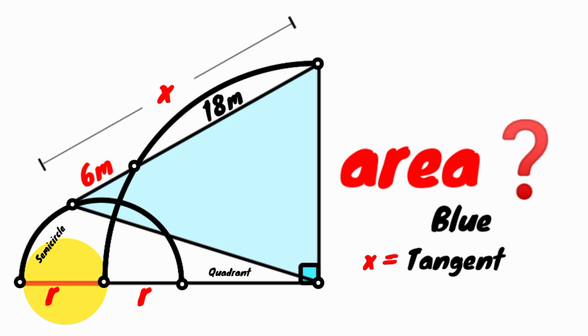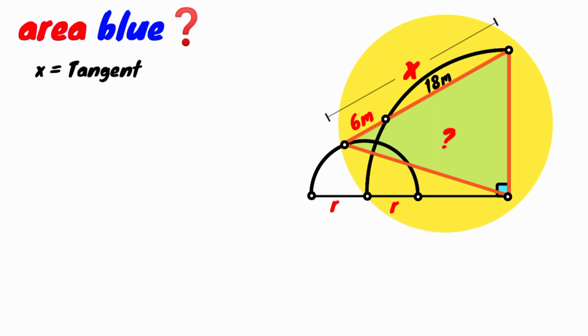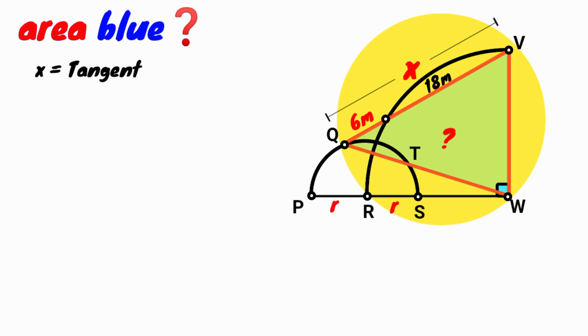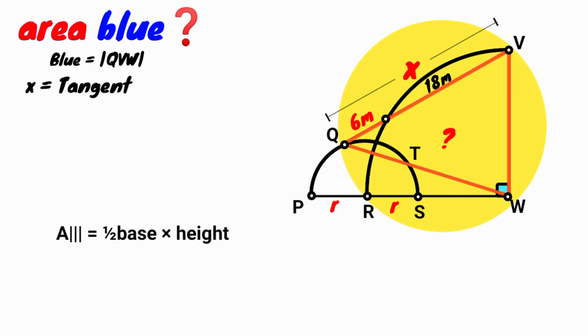So how can we solve this? How can we calculate the area of this triangle? Well, it is very simple. We'll start by labeling the points P, Q, R, S, T, V and W. So we are to calculate the area of this triangle QVW. The formula for calculating the area of a triangle is 1/2 base times height. Here we'll take this line QV as the base.